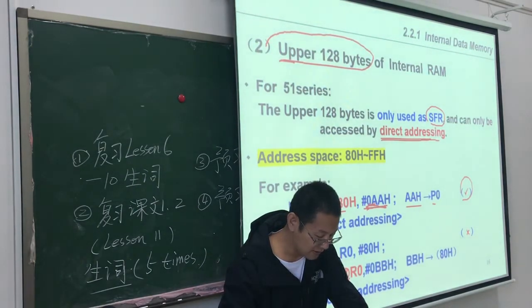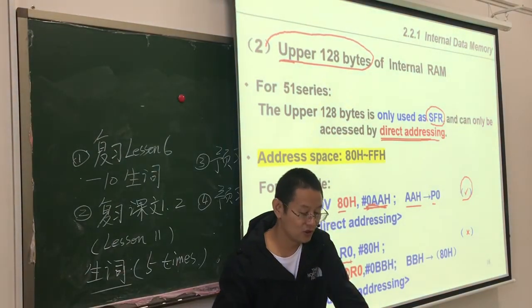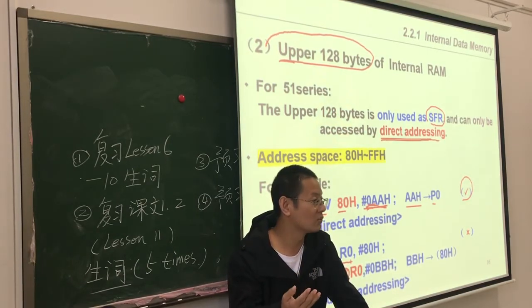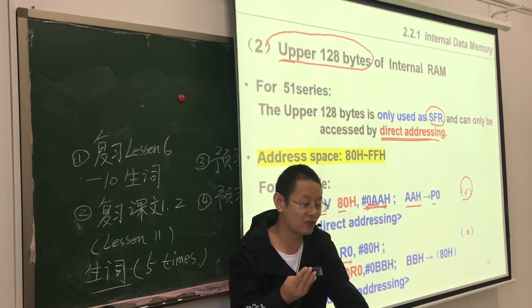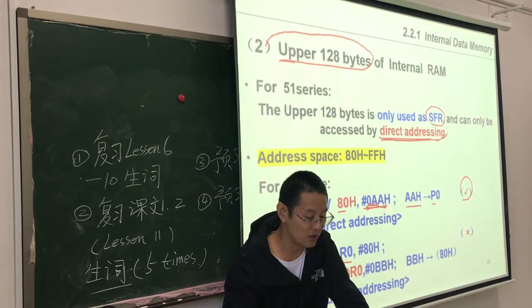This one is not correct because we use R0. Indirect addressing is wrong. For the SFRs, you only use direct addressing.